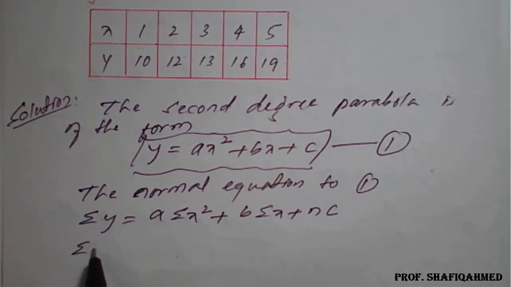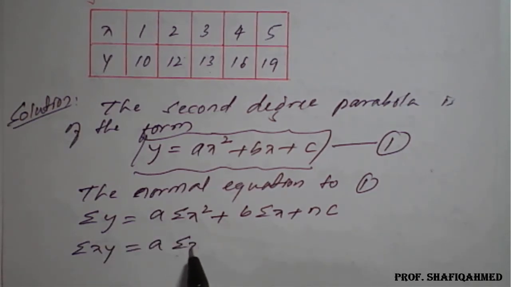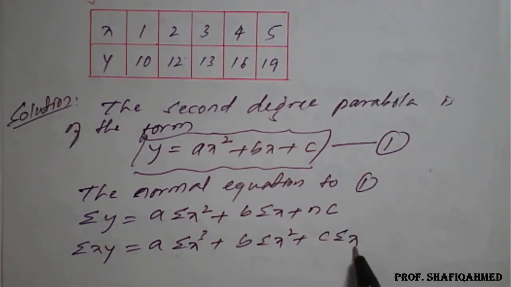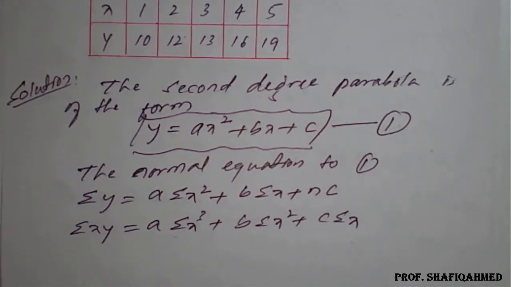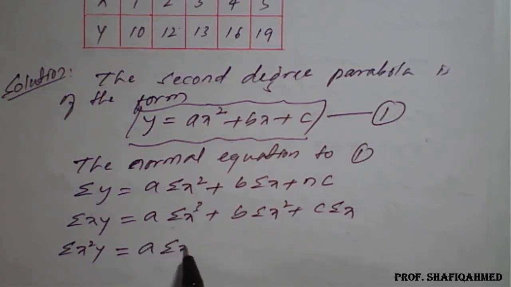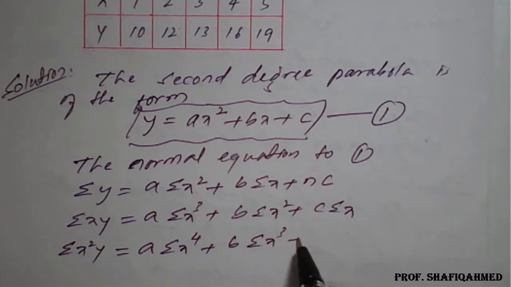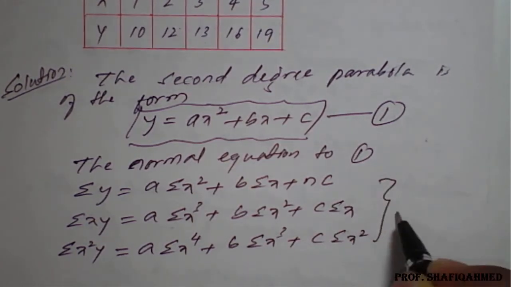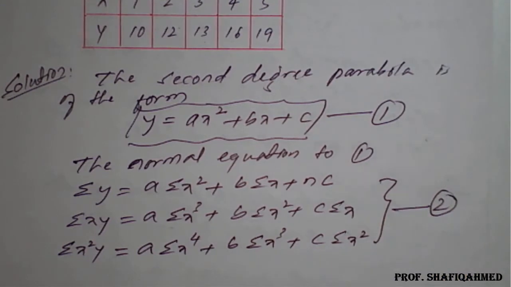So summation xy is equal to a into summation x cube plus b into summation of x square plus c into summation x. Again, in the previous equation you multiply by x, it will become summation x square y is equal to a into summation x raised to 4 plus b into summation of x cube plus c into summation of x square. So for this I will give equation number 2.